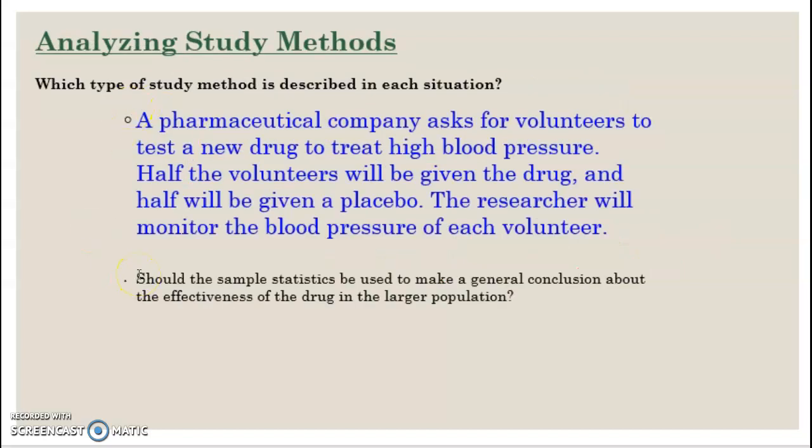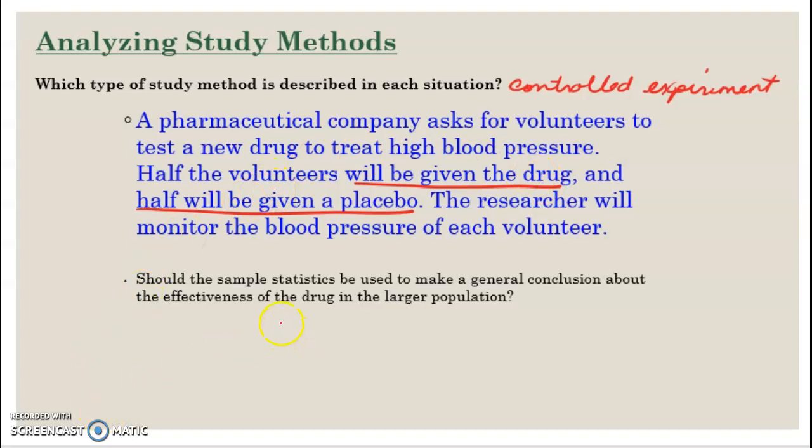Which type of study is described in this situation? A pharmaceutical company asks for volunteers to test a new drug to treat high blood pressure. Half will be given the drug and half will be given a placebo. The researcher will then monitor the blood pressure of each volunteer. Okay, well, this is a controlled experiment, where some are given the drug, half not.